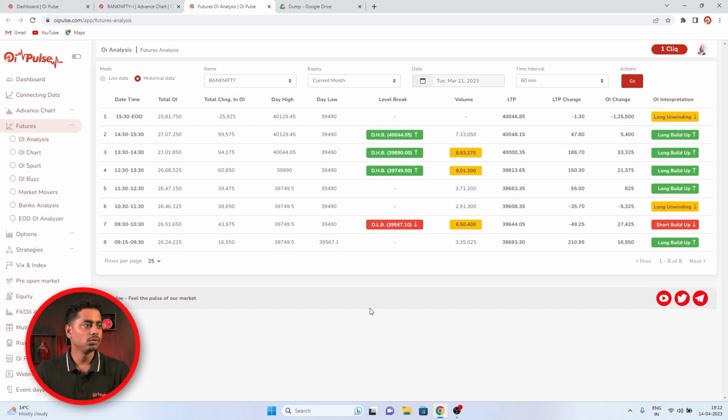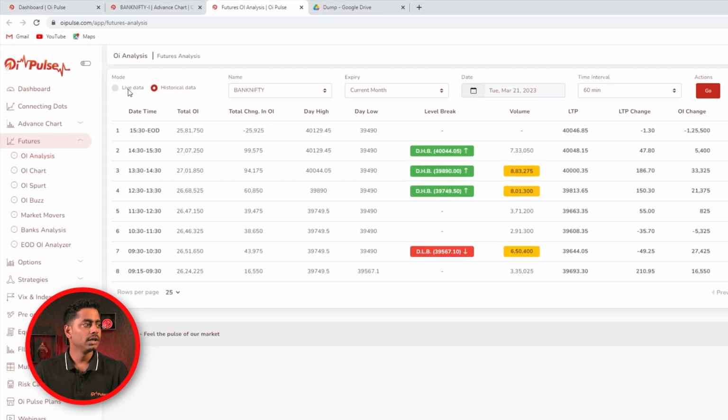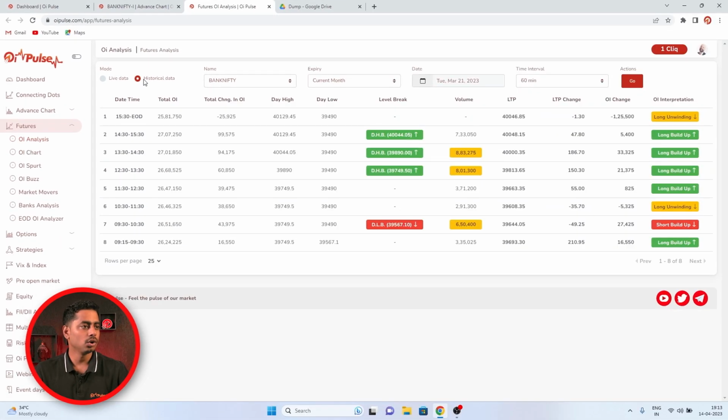Now we'll see how we are doing data analysis and finding the trend of the market. For that, log into your Voibulls, click on the menu option and click VOI analysis. Once you click VOI analysis, you will always be in live mode. Live mode interprets the current data, the current day's data. In historical mode, you can check all your historical data and do your analysis.